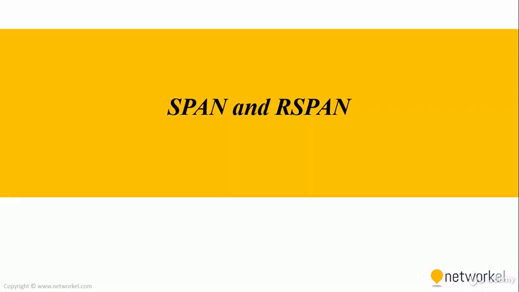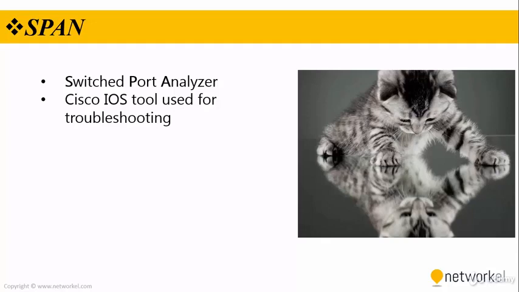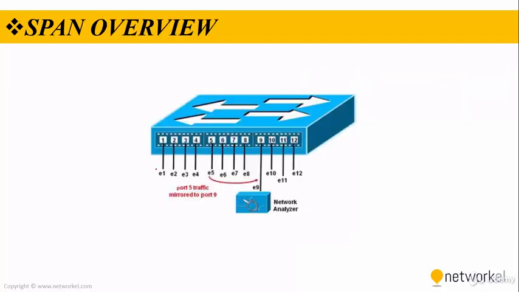In this section, we're going to talk about SPAN and RSPAN. SPAN is a feature of Cisco Catalyst series switches that extends the monitoring capabilities of existing network analyzers to a switched Ethernet environment. So let's take a look at SPAN's overview.